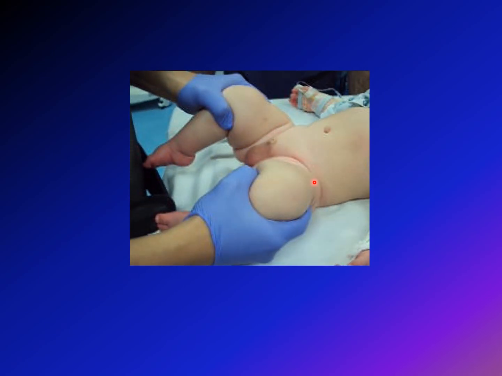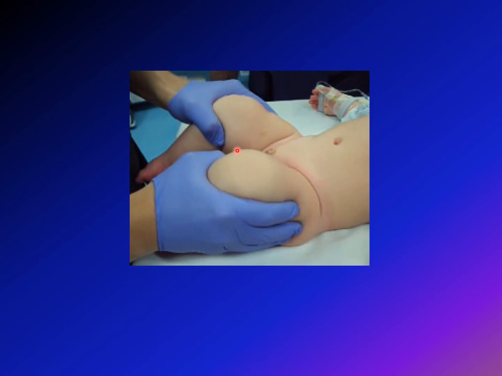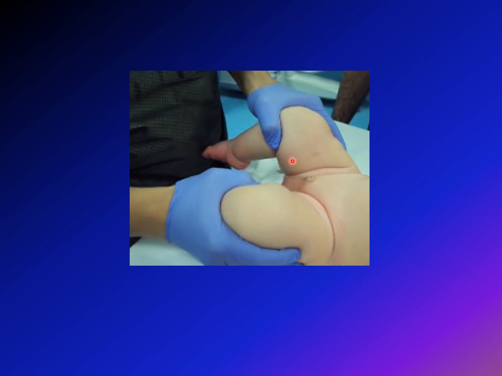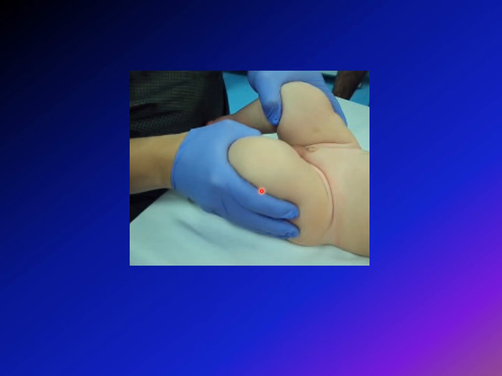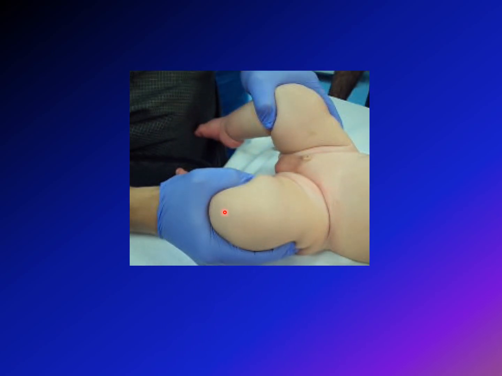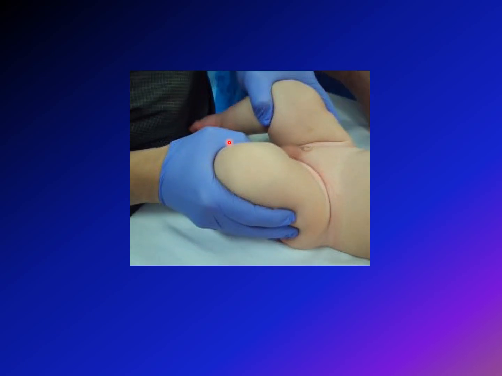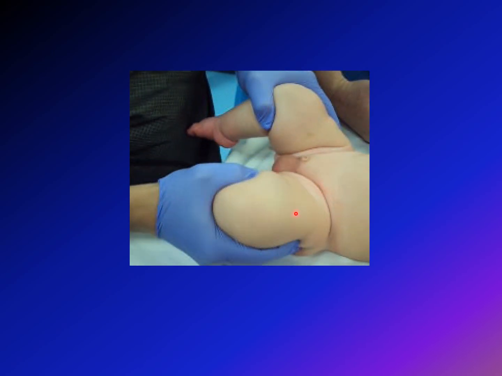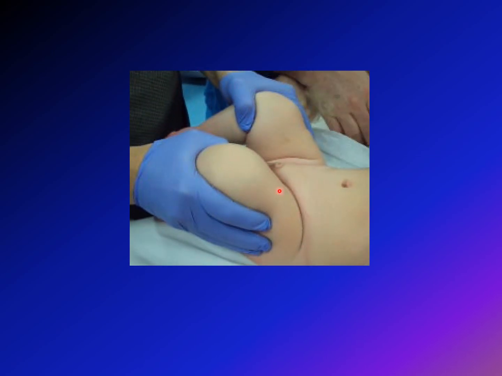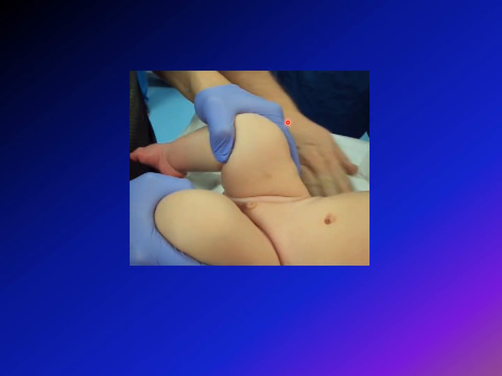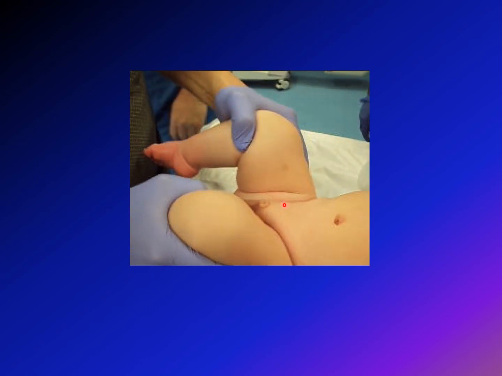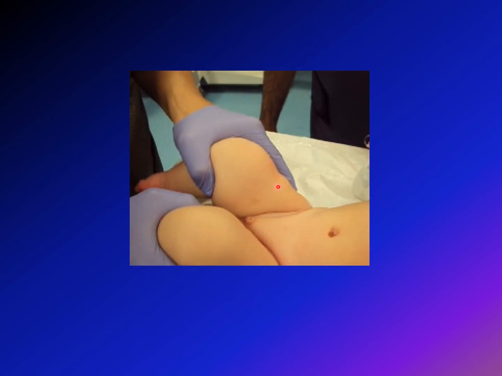You can see here the knee is in the palm of the examiner, both sides held at the same time. You move into abduction, and then with these fingers you're pushing anterior when you abduct, to try to reduce the hip into position and feel this clunk.